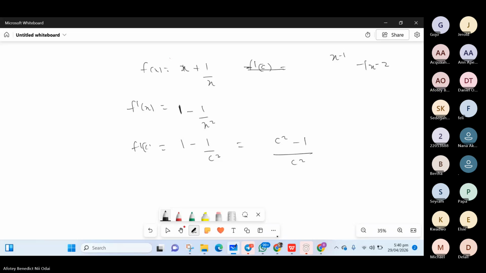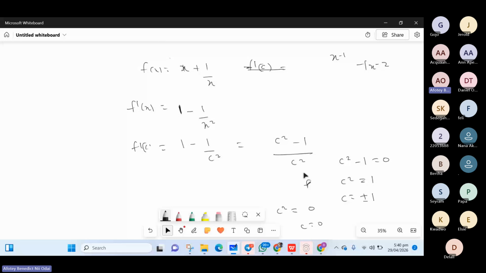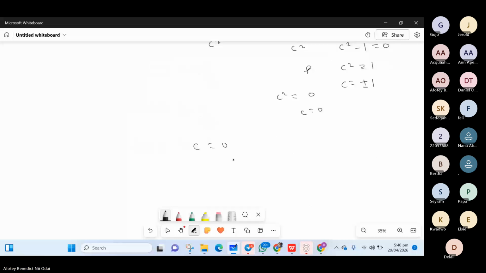So the derivative is equal to 0 when c squared minus 1 is equal to 0. So c squared is equal to 1, c is equal to plus or minus 1. It's undefined when c squared is equal to 0, so c is equal to 0. Therefore, the critical points that we have are -1, 0, and 1. These are the critical points that we have.